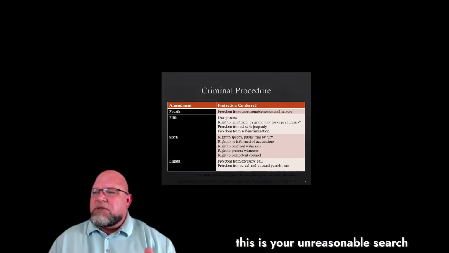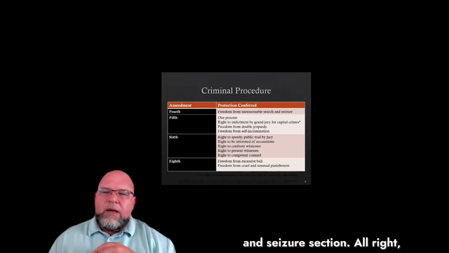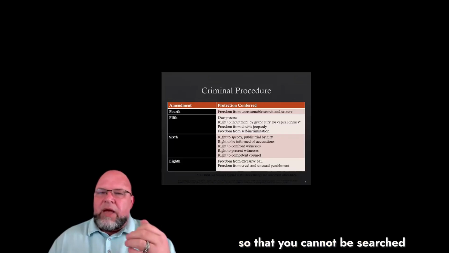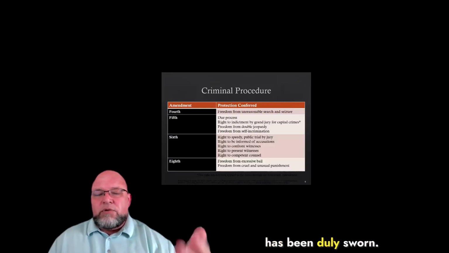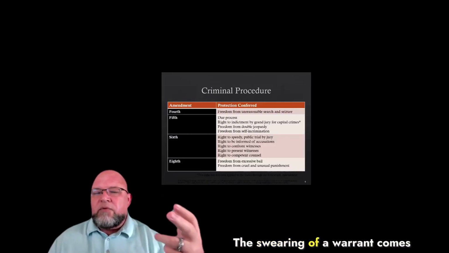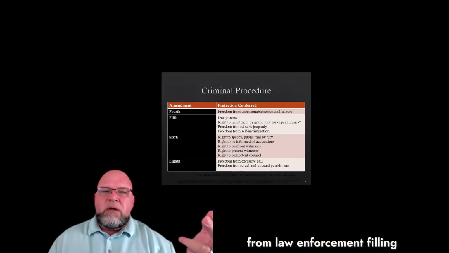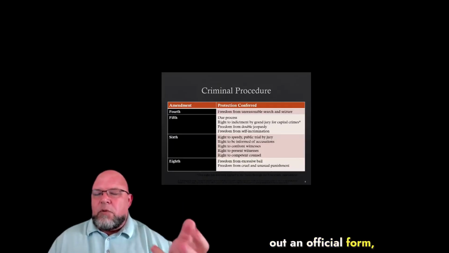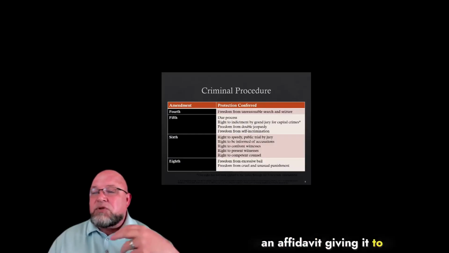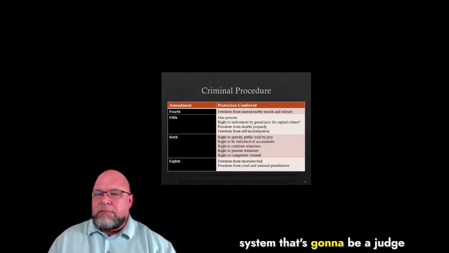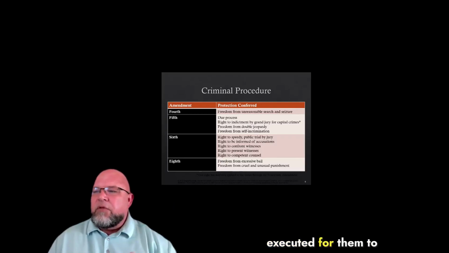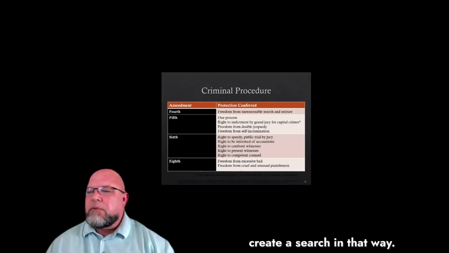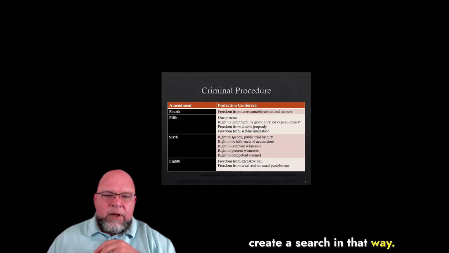The Fourth Amendment, this is your unreasonable search and seizure section. All right, so you cannot be searched without a warrant that has been duly sworn. The swearing of a warrant comes from law enforcement filling out an official form, an affidavit, giving it to someone within the justice system. It's going to be a judge to sign off on it. The judge approves that warrant, then the warrant can be executed to create a search in that way.